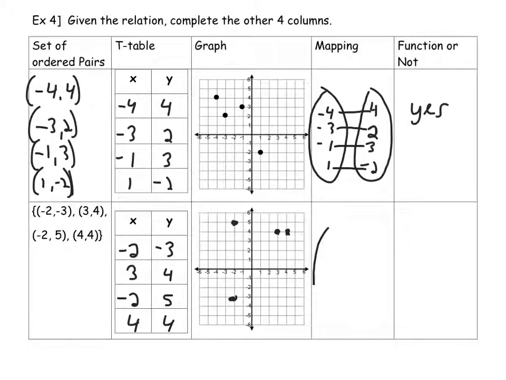Then I do a mapping, which means I draw the little two ovals. And I list -2, 3, and 4. Remember, I don't repeat them. And then I have -3, 4, and 5. So I don't repeat them. And then I draw arrows. So -2 goes with -3. Then 3 goes with 4. Then -2 also goes with 5. And then 4 goes with 4.